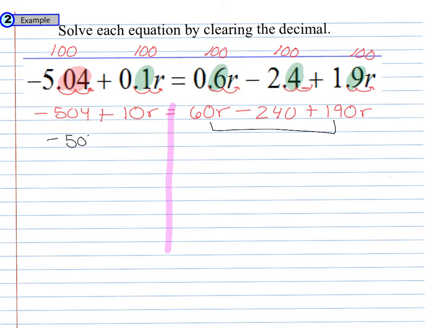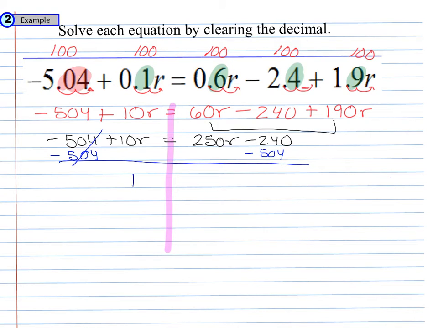So 504 plus 10r is equal to 60r plus 190r gives us 250r, minus that 240 that's still left. I'm going to move my 504 to the other side because I want to keep anything that has a letter on the left side. That's what I chose to do.